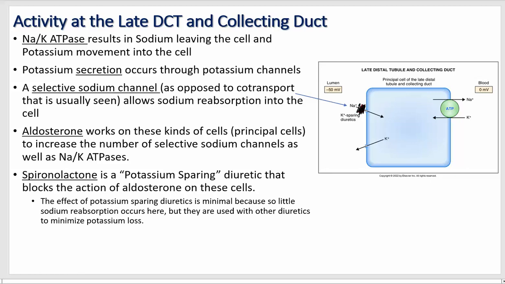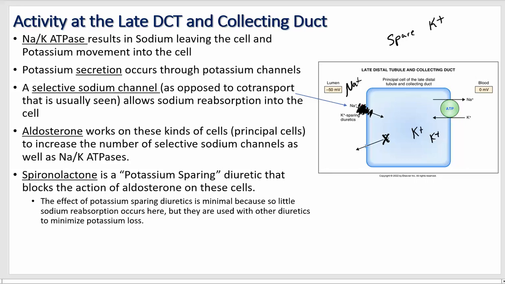If we block this sodium from moving in, then the sodium stays here and we lose less potassium. So we maintain the potassium levels, because that electrochemical gradient isn't disrupted by the sodium moving in. If the sodium is moving in, then it's going to boot some potassium out. So if we don't do that, then we don't boot the potassium out, and we spare potassium. And that's important.